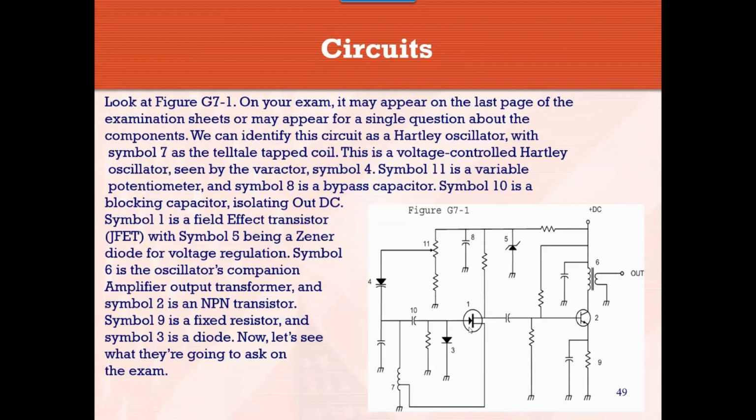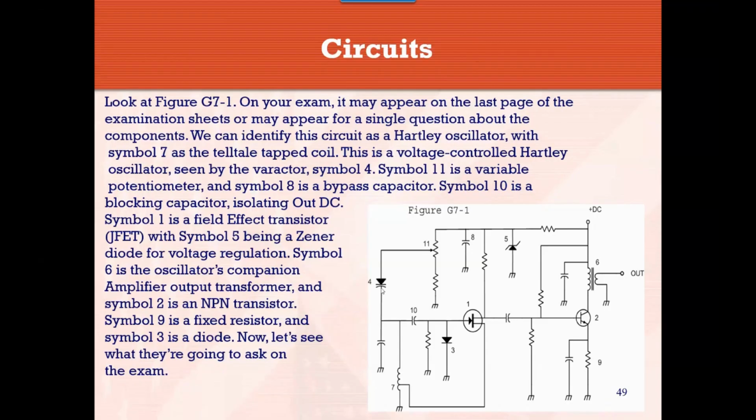Number 1, right in the middle. Everybody remember that one is an FET, field effect transistor. Number 2 is a regular transistor, regular junction transistor. Number 3 is a regular diode, just a plain old diode. Number 4, though, is a weirdo. Number 4 is a varactor diode.